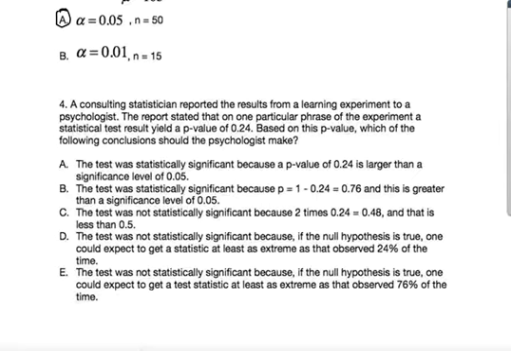Number 4 says a consulting statistician reported the results from a learning experiment to a psychologist. The report stated that on one particular phase of the experiment, a statistical test result yielded a p-value of 0.24. Based on this p-value, which of the following conclusions should the psychologist make? A says the test was statistically significant because a p-value of 0.24 is larger than the significance level of 0.05.